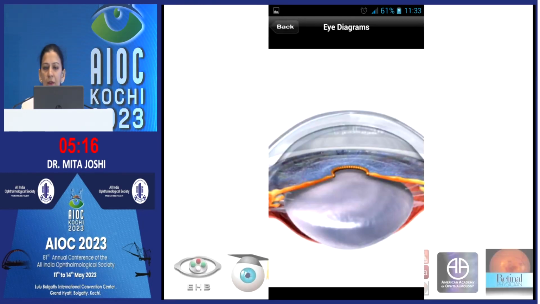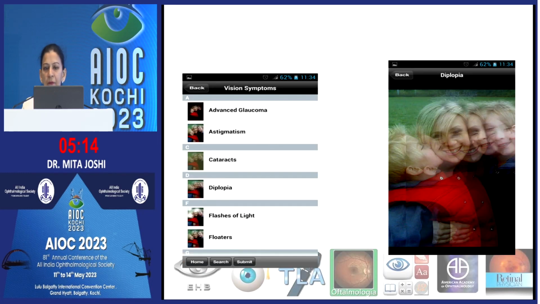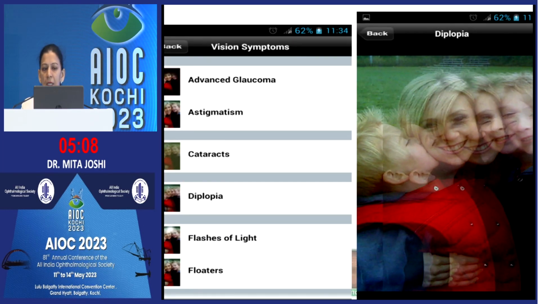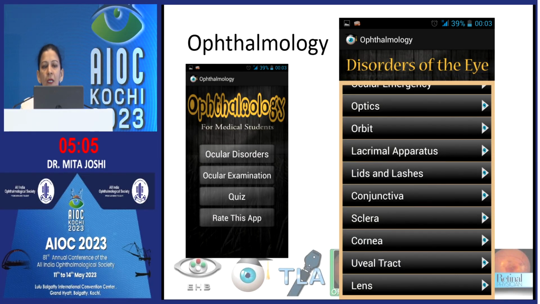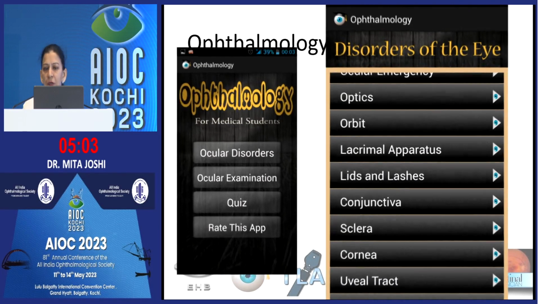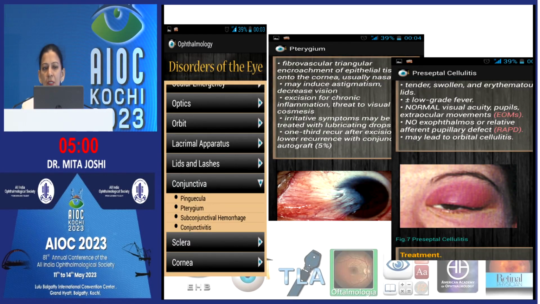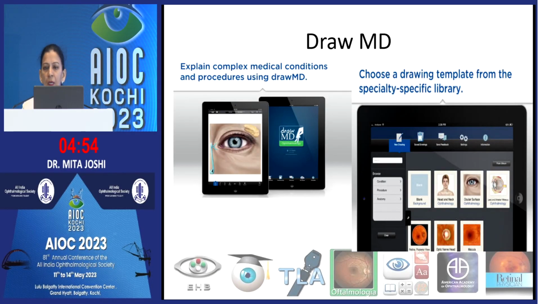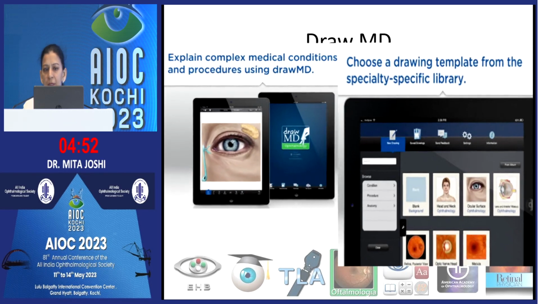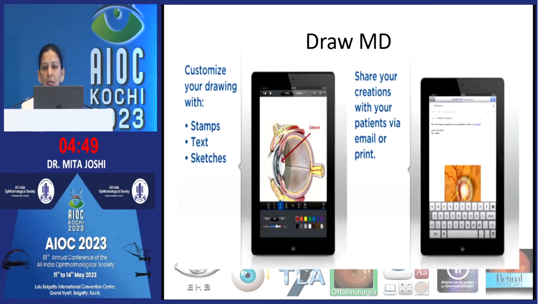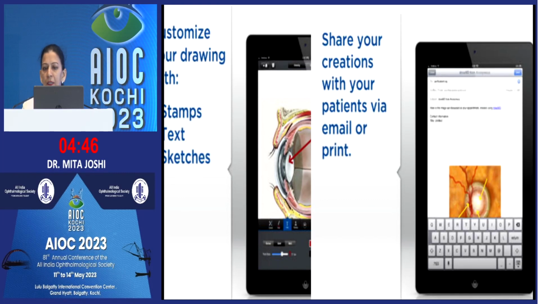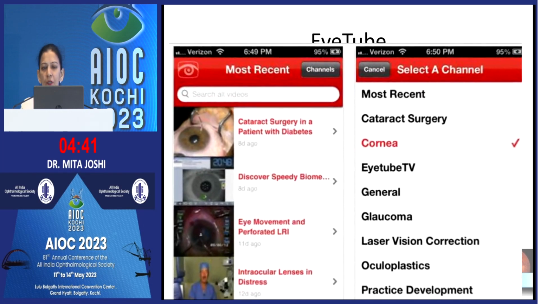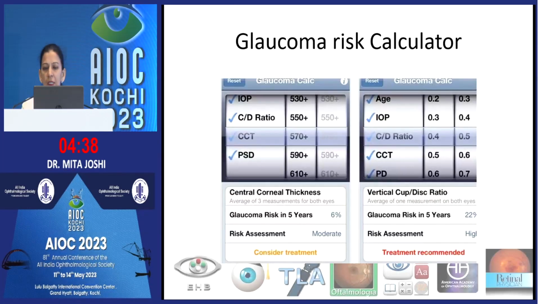to the online calculators. There are diagrams in the app so that you can explain to your patients diplopia, glaucoma, and other symptoms which the patient would have. The Ophthalmology app allows you to have disorders of the eye at your fingertips, so you can just quickly tick whichever you want and have a brief synopsis of the disorder. Draw MD allows you to explain medical conditions to the patient. So you can just sketch, and you can have the patient's image on it and share the image with the patient.